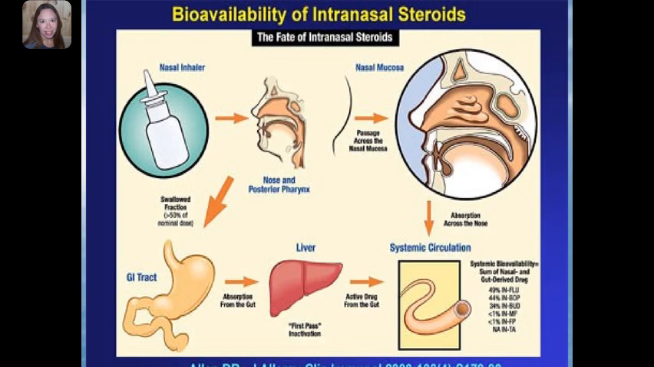For the most part, remember, there's very low doses that we are using. We're intending just to treat the signs and symptoms locally in that upper respiratory system. Therefore, we don't see a whole lot of systemic side effects, and we'll talk about that on the next slide.